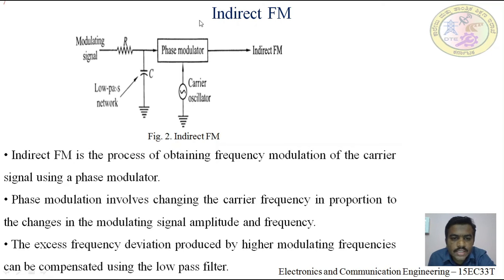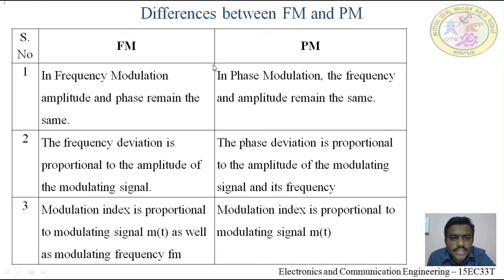This process is considered as an indirect frequency modulation. In this circuit, the excess frequency deviation produced by higher modulating frequencies can be compensated using the low pass filter circuit placed at the input of the phase modulator circuit. Now consider the differences between frequency modulation and phase modulation.